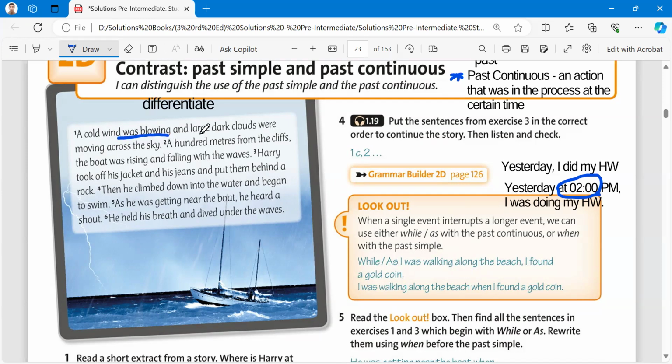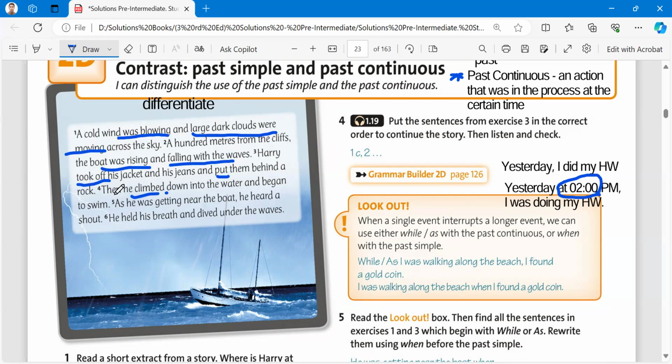Now, as you can see here, past continuous is used in these sentences. A cold wind was blowing, large dark clouds were moving. These actions were in the process. They were not complete. 100 meters from the cliffs, the boat was rising and falling with the waves. Those four actions were in the process. And suddenly, at that time, Harry took off his jacket and his jeans and put them behind a rock, and he climbed down.